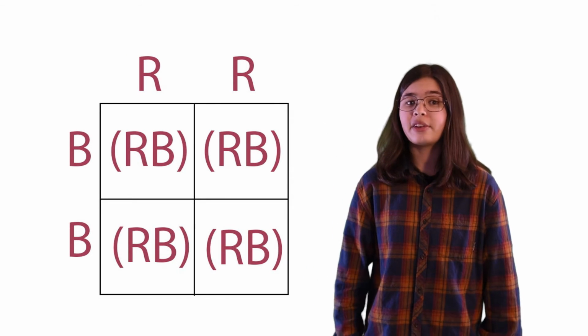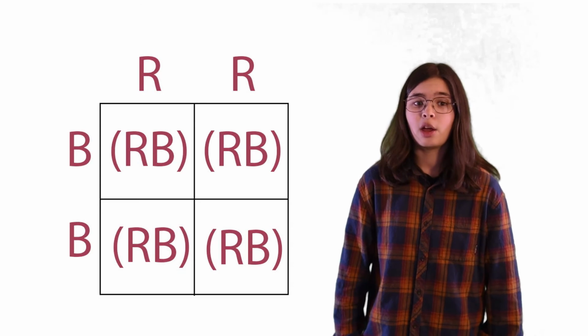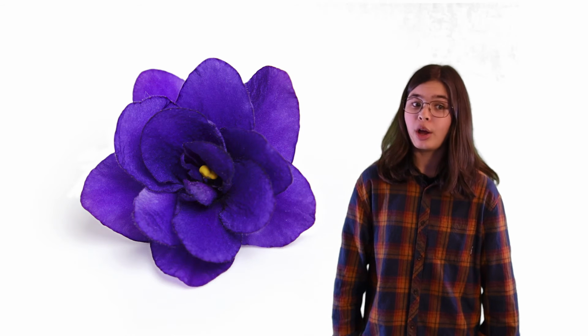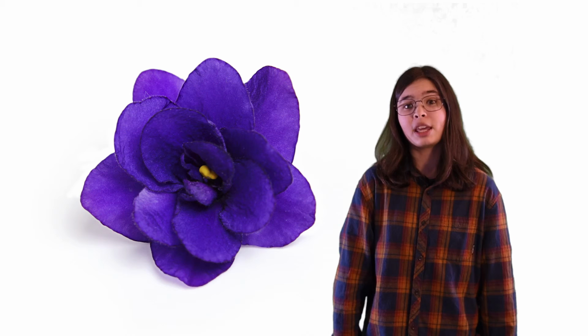In this example, instead of the resulting phenotype being a combination of the 2 alleles both equally expressed, we get a completely different phenotype. So instead of a flower that is both red and blue, we get a purple flower, which is a mix of the alleles where neither is more dominant than the other, resulting in a new phenotype.